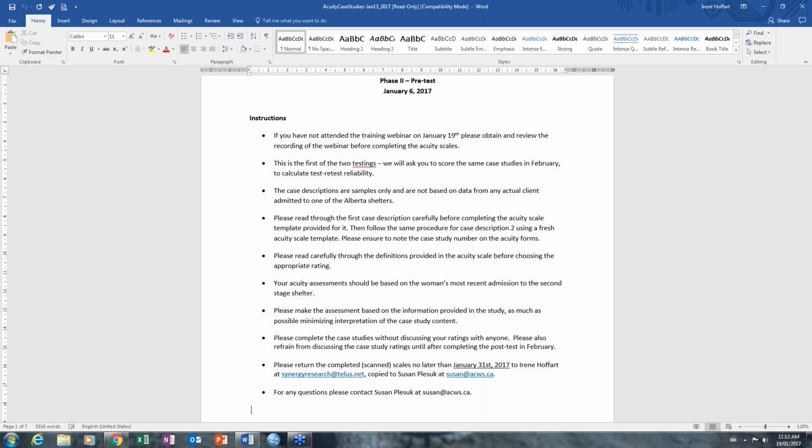Another note here: please ensure you note the case study number on the Acuity forms. That's really important, so we know what you're scoring and can compare things correctly, as well as the date. The date is also important, because then we'll know if it's a pre-test or post-test.